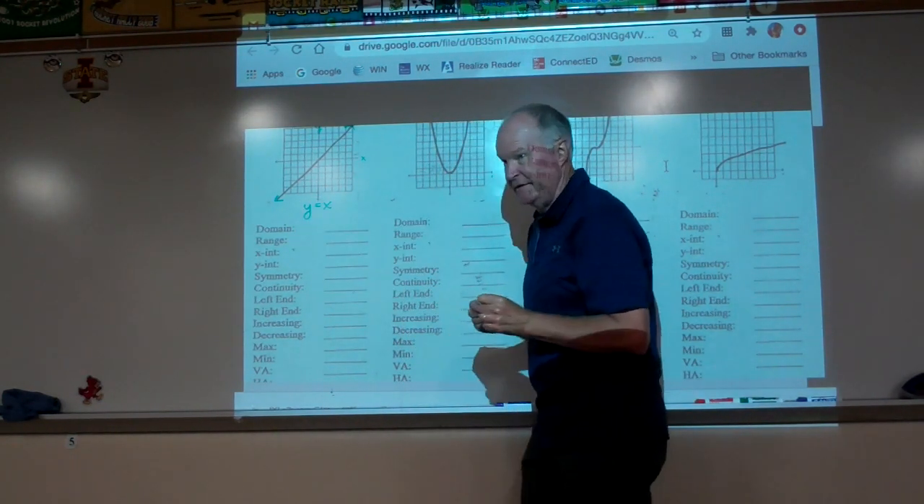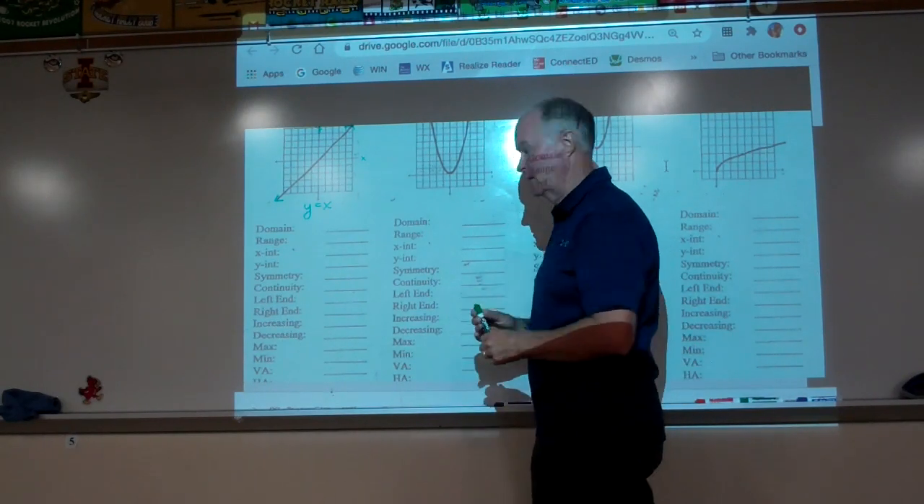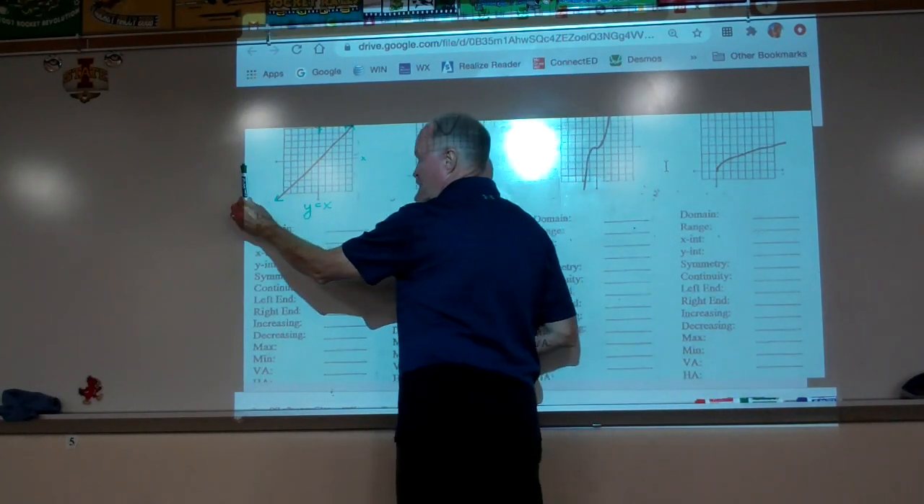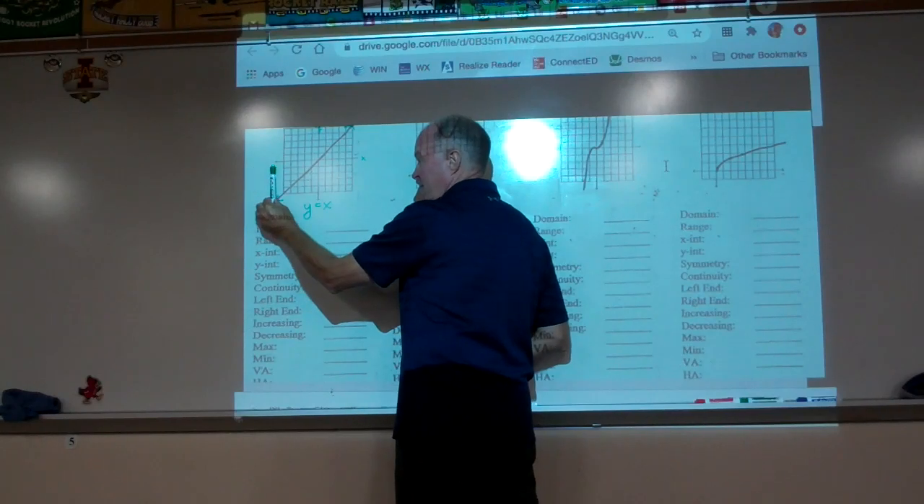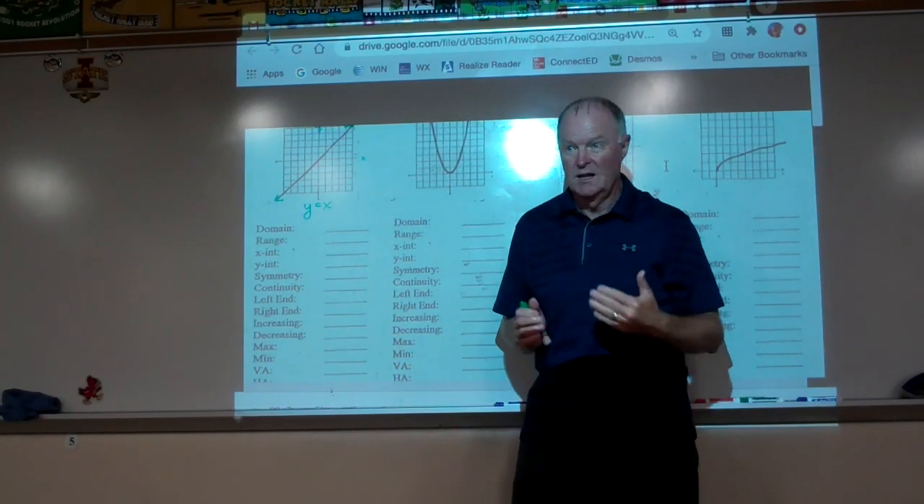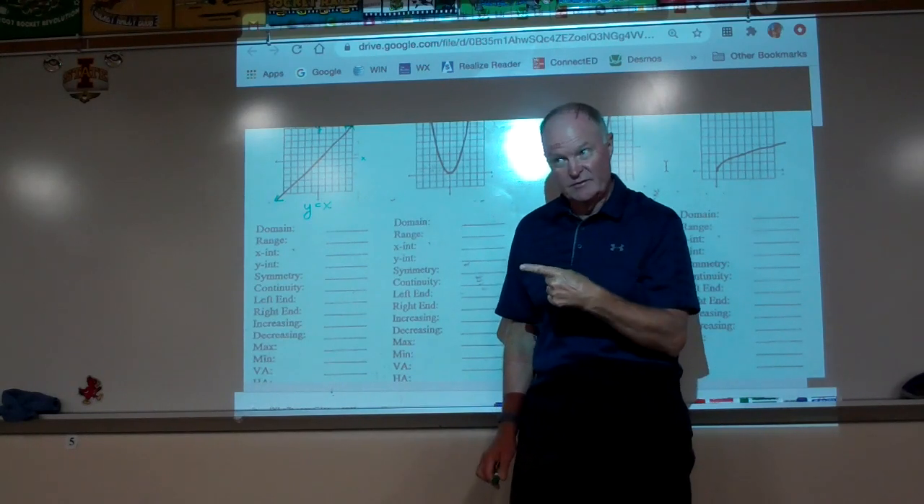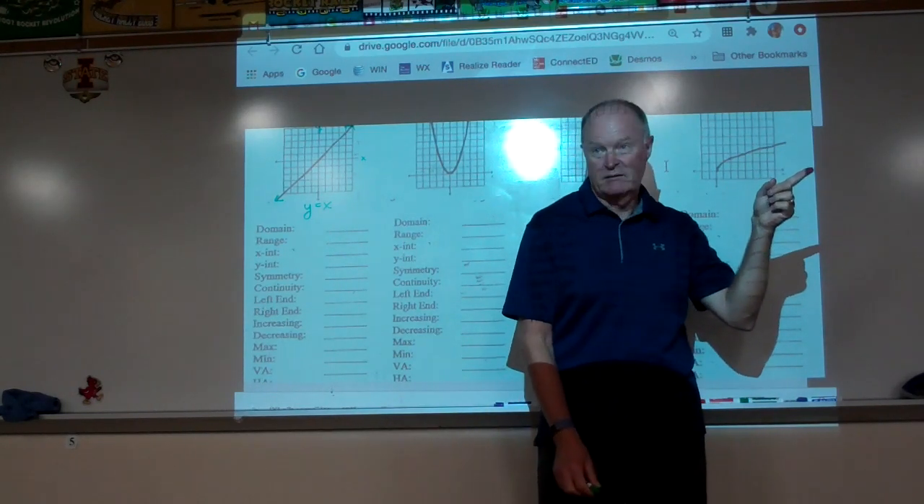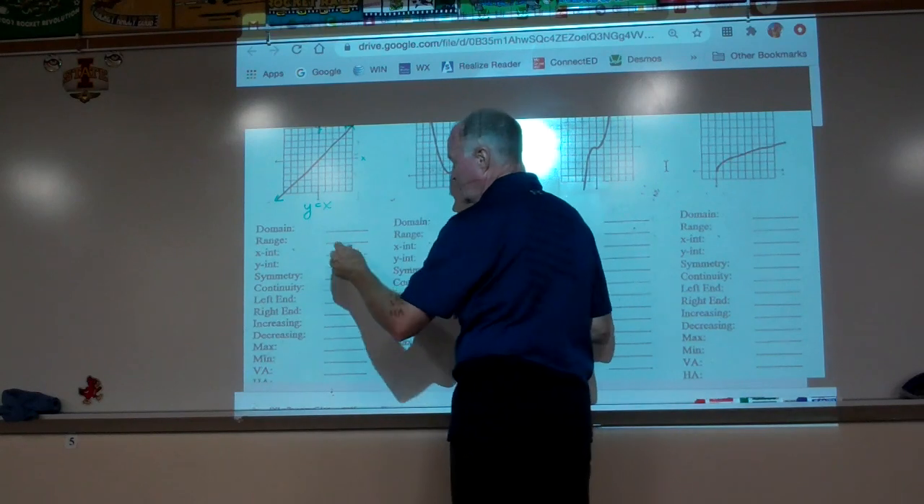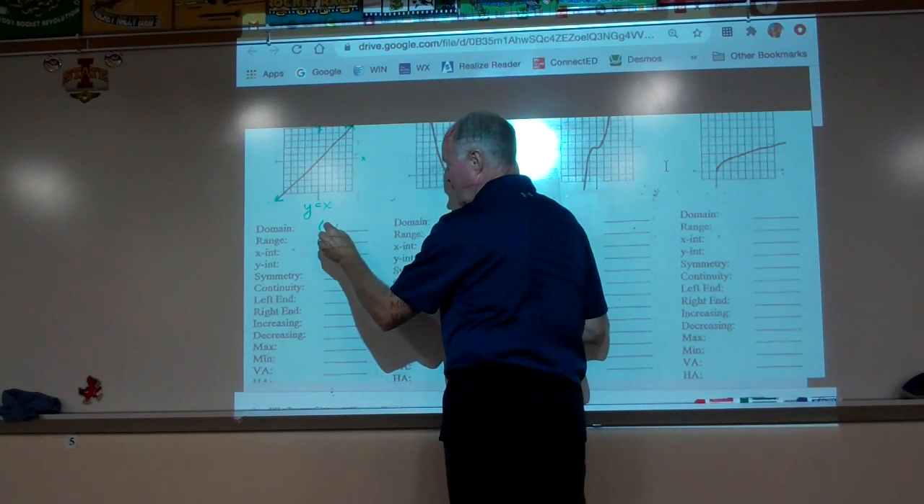I'm going to start with the domain. So that means I'm going to start on the left. The first thing I hit is an arrow on the left. Arrows on the left are negative infinity. So my domain is going to start at negative infinity.